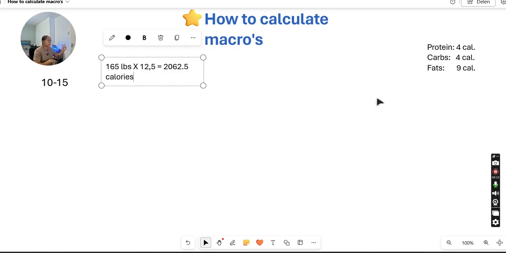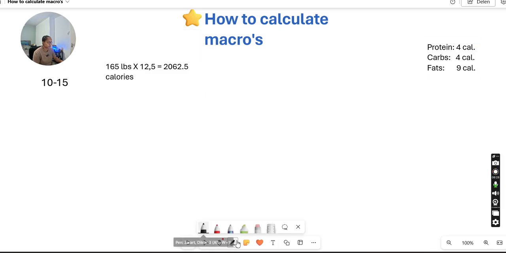Before we get into the actual calculation, I want to go over something that is important to know. Alright? The macros. Macros are basically proteins, carbs, and fats. In 1 gram of protein, there is 4 calories, right? In 1 gram of carb, 4 calories, and in fats, 9. So I'm going to say it again. 4 calories in 1 gram of protein, 4 in 1 gram of carbs, and 9 in 1 gram of fat. Alright? Keep that in mind.